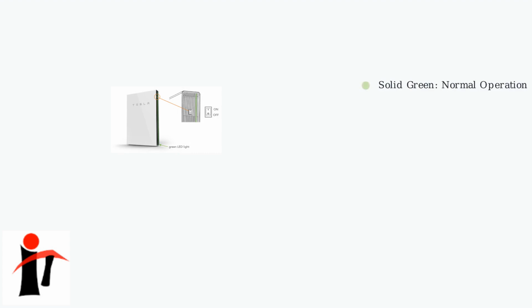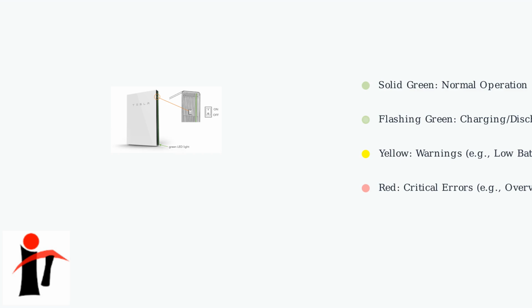A solid green light means normal operation. Flashing green indicates the system is charging or discharging. Yellow signifies warnings, such as a low battery level. Red signals critical errors, like overvoltage. No light at all means the unit is in complete shutdown.